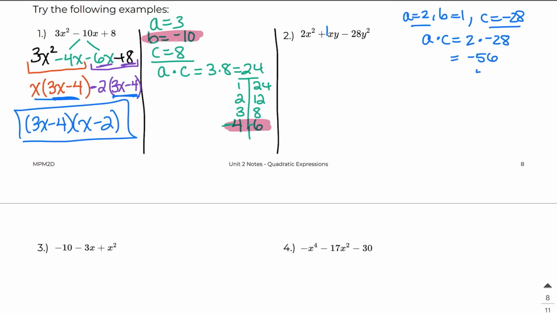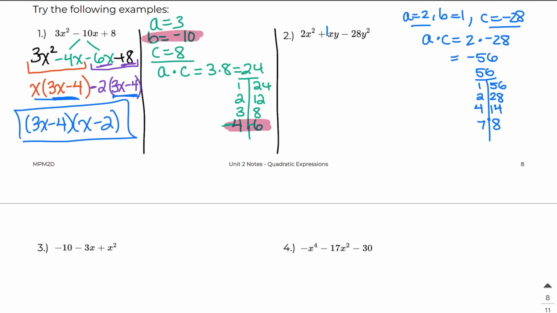So I'm going to make a list of factors of 56. So let's start at the beginning. 1 times 56 will work. 2 times 28 will work. 56 is not divisible by 3, so I won't try 3. It is divisible by 4. I get 14. It's not divisible by 5 or 6, but it is divisible by 7, and I get 8. And then it's also divisible by 8, but it's already in our chart. So this is my full complete list.